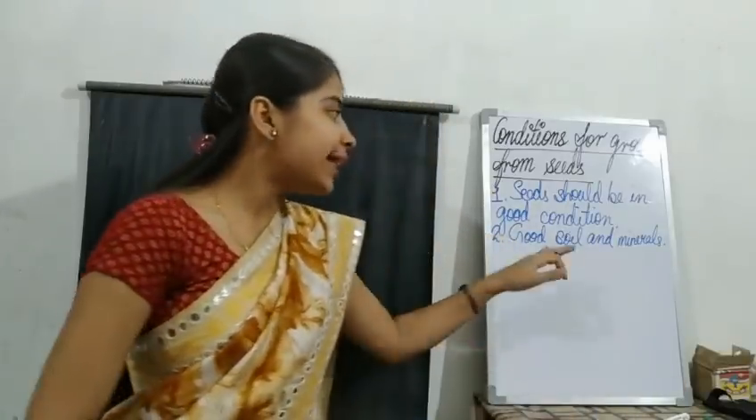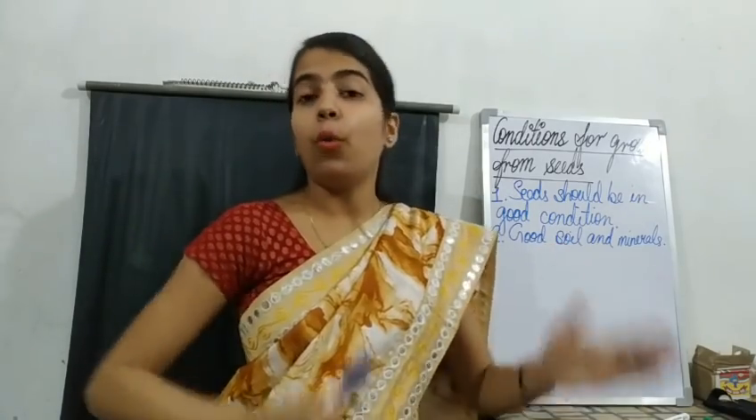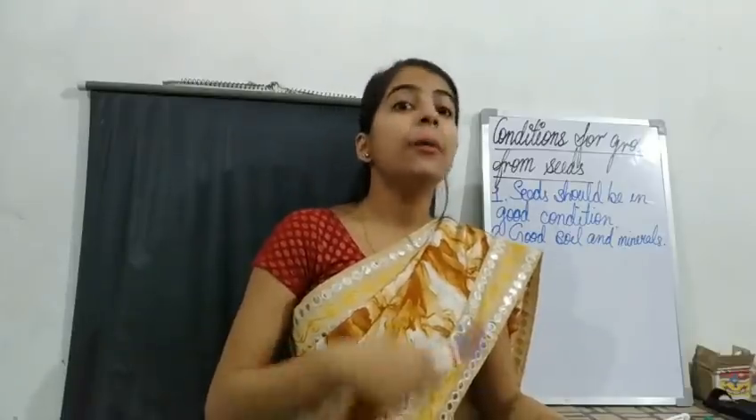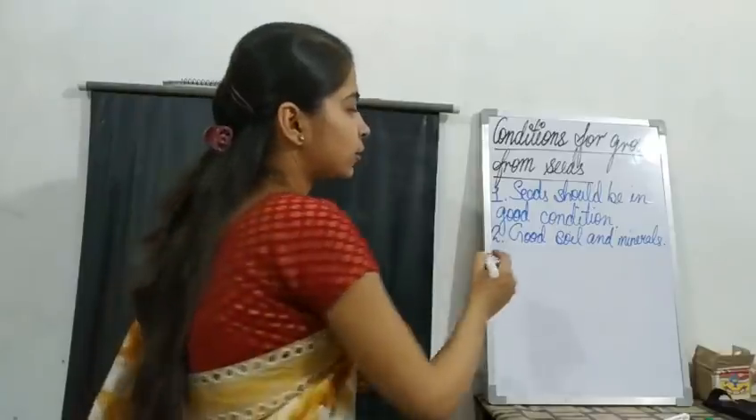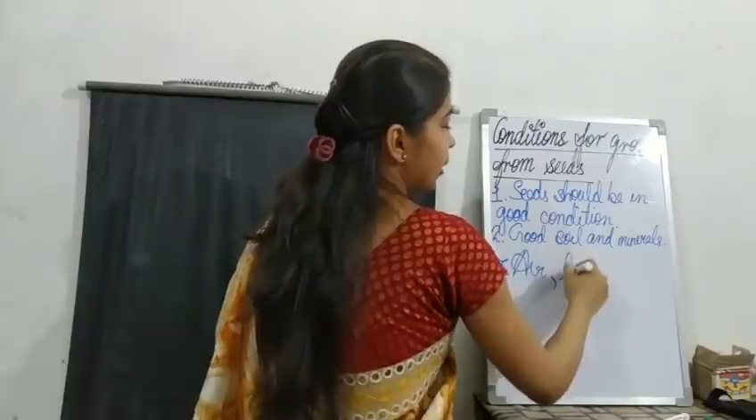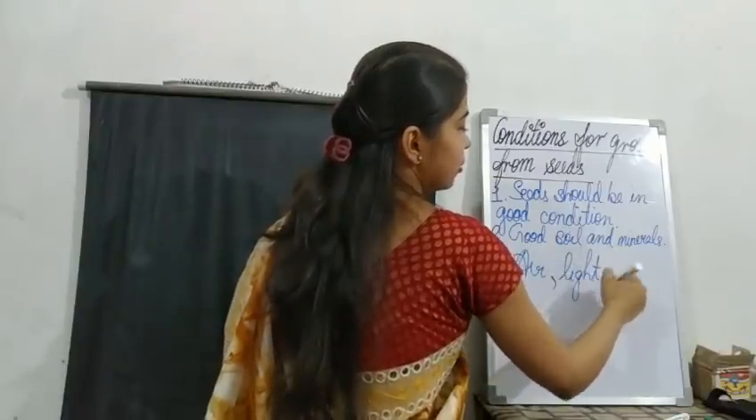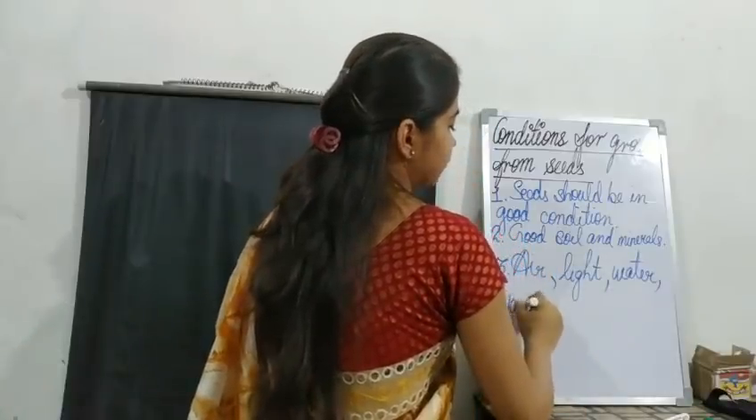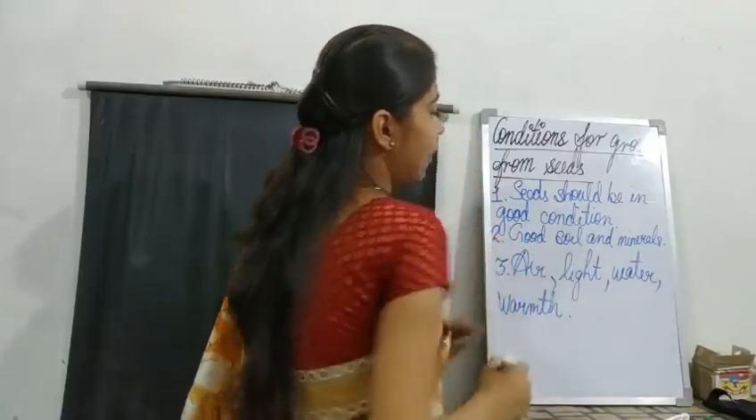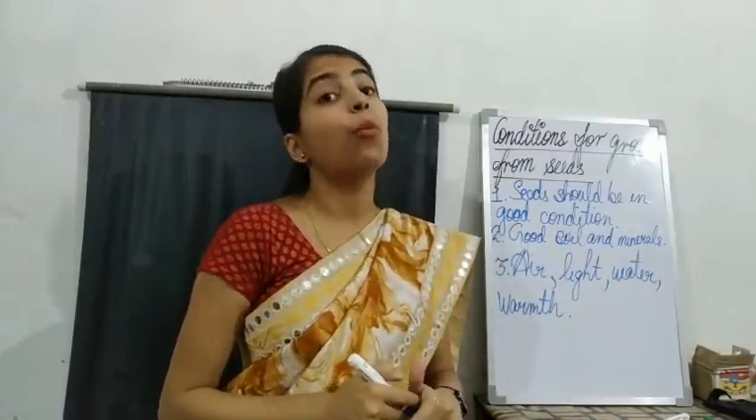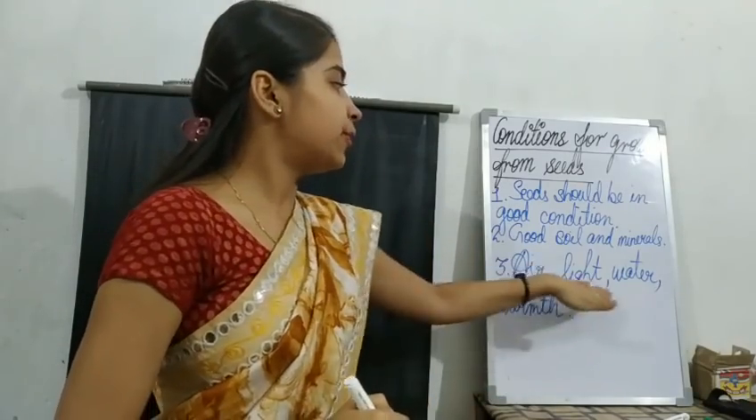So the next condition is you need to have very good soil, and the soil should be rich in minerals and essential nutrients. Is it clear? Now, the third condition is air, light, water, and warmth. Air, light, water, and warmth. Actually, this third point is the most important part.